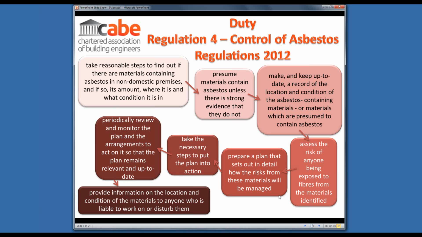Once we have a plan in place, then we need to periodically review that and make sure it's kept up to date, so that anybody working in the premises has an idea of where the materials are and what steps have to be taken if they need to move forward.